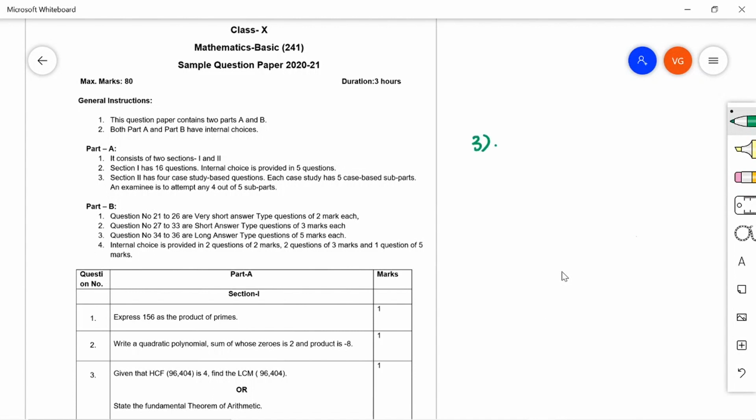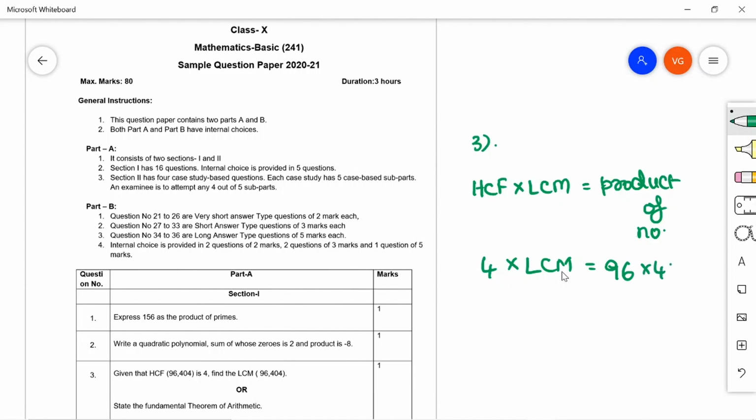So for this, we have a formula. HCF into LCM is equal to product of the numbers, two numbers, right? So HCF, you know, it is given 4. LCM, we need to find out. And the two numbers, you know, 96 into 404. So now LCM is equal to 96 into 404 divided by 4. So this is 101. So you will get 96 into 101, and this will be the LCM of these two numbers.